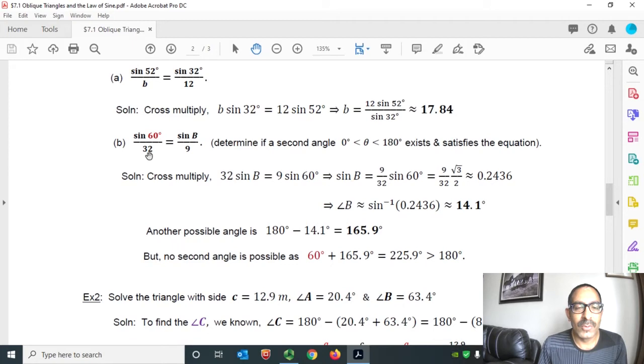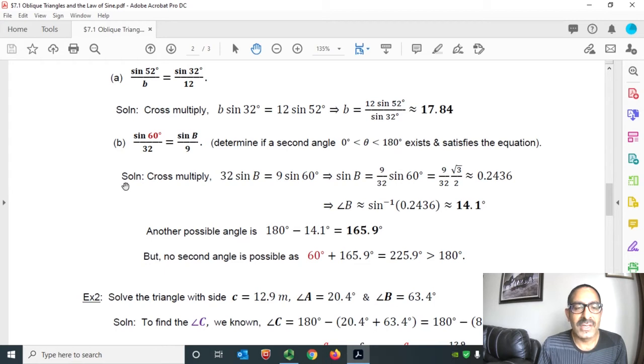Sine 60 degree over 32 equals sine b over 9. So this time we are solving for angle B. And also the question asks us to determine if a second angle theta between 0 and 180 degrees exists and satisfies the equation. Great. So now first let's find the value of b.